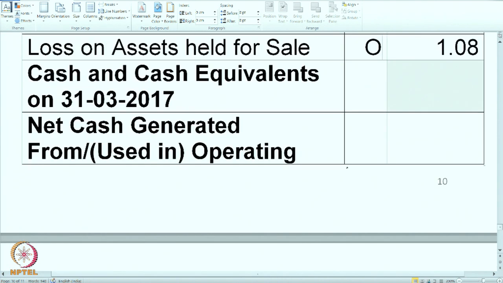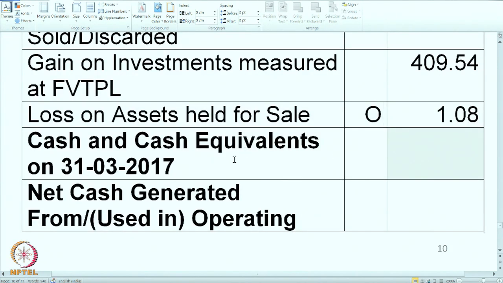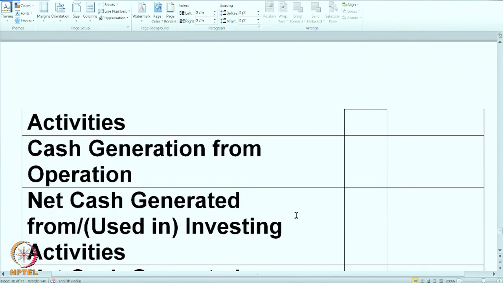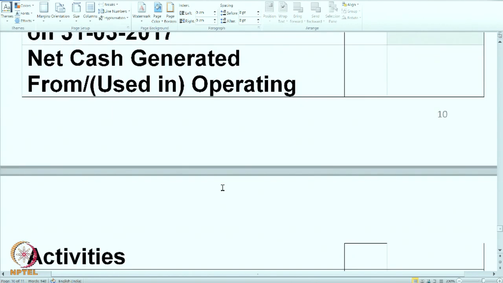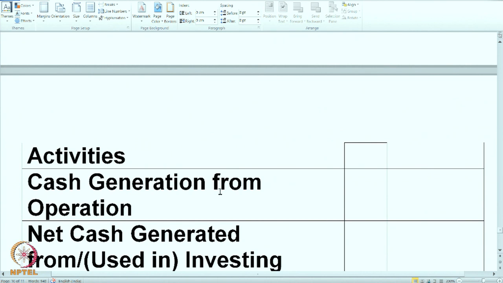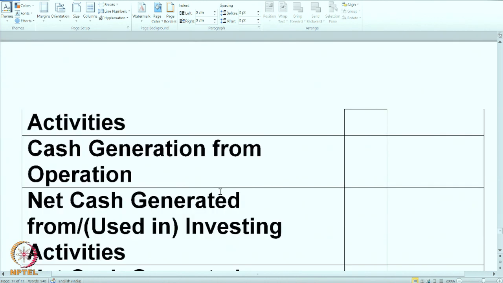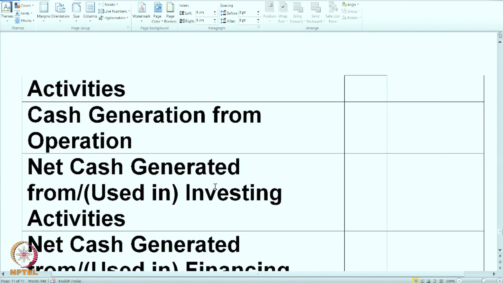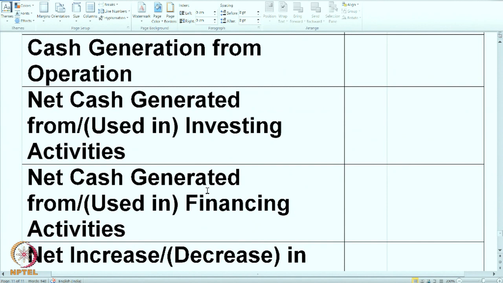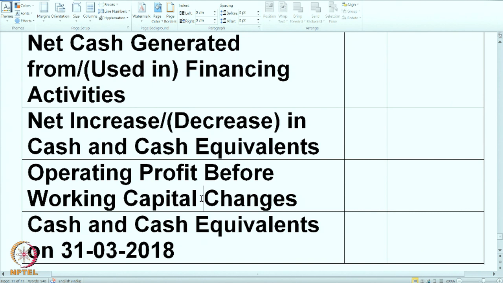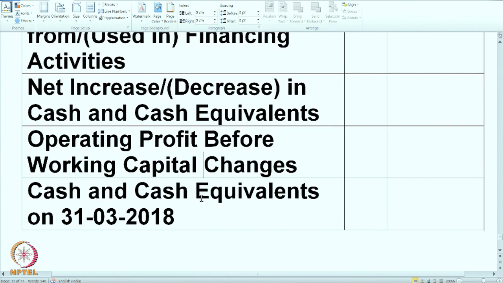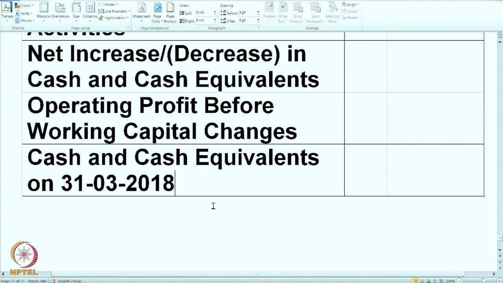Now cash and cash equivalents, as at the beginning, net cash generated or used in operation, so you are required to calculate all these figures: opening cash, the cash generated from operating activities, then cash generated from investing activities, cash generated from financing activities, total decrease of cash, operating profit before working capital changes, and cash equivalent at the end of the year. Now how will you do all the things?